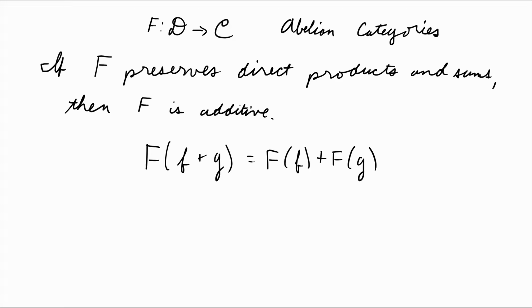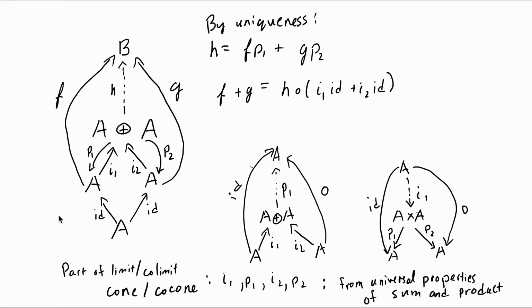Okay, so if we're going to do this and use the fact that the functor preserves direct products and sums, and we want to look at sums of functions, it would be nice if we could represent a sum of two functions in terms of direct products and sums. Okay, so let's take a look at that. Here's a little description. Let's look at A plus A, which is actually isomorphic to A cross A.